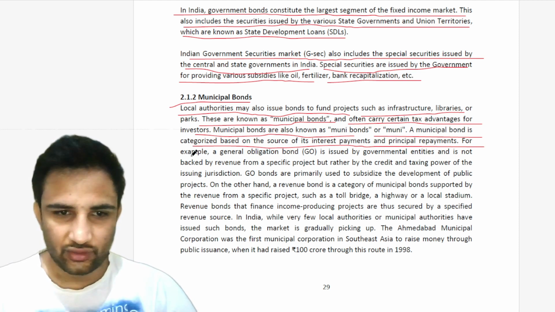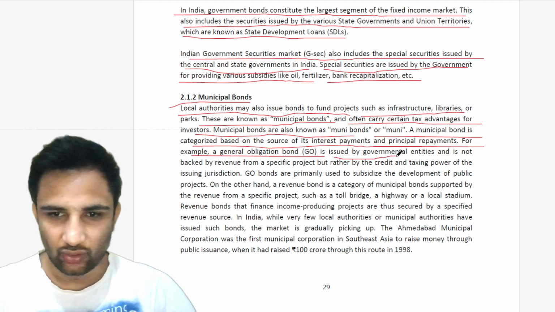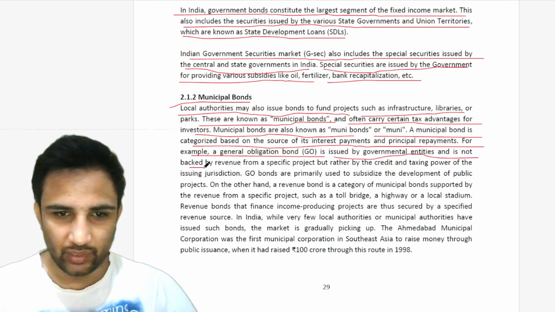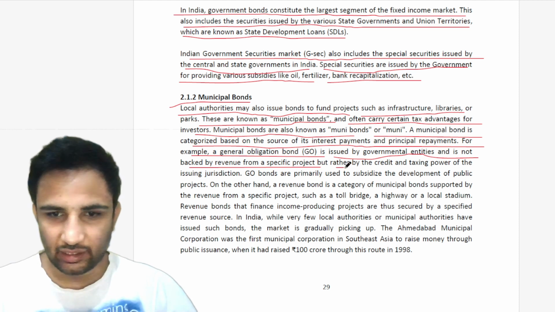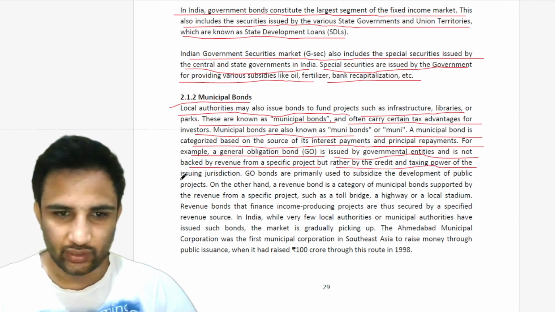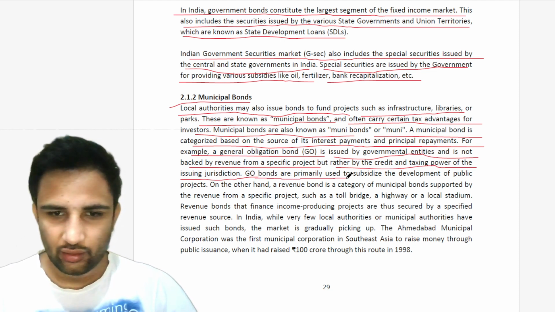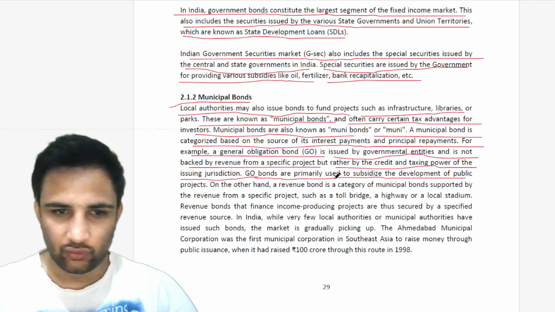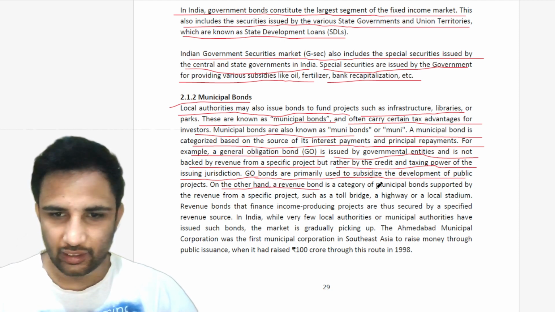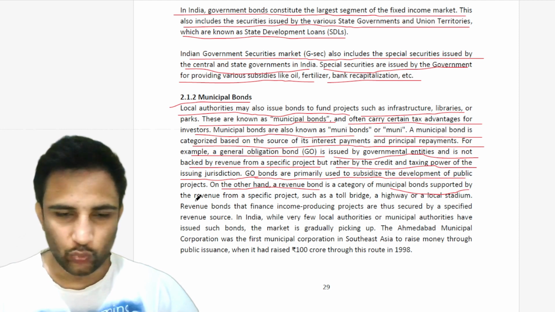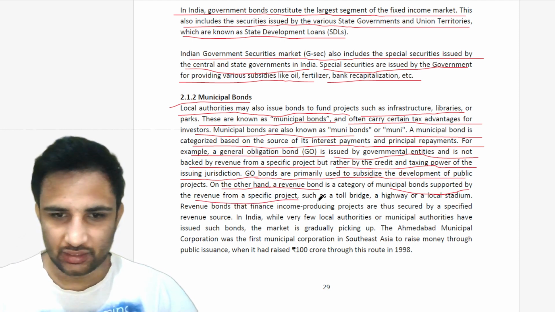For example, a general obligation bond (GO) is issued by governmental entities and is not backed by revenue from a specific project, but rather by the credit and taxing power of the issuing jurisdiction. GO bonds are primarily used to subsidize the development of public projects. On the other hand, a revenue bond is a category of municipal bonds supported by the revenue from a specific project, such as a toll bridge, a highway, or a local stadium. Revenue bonds that finance income-producing projects are thus secured by a specified revenue source.